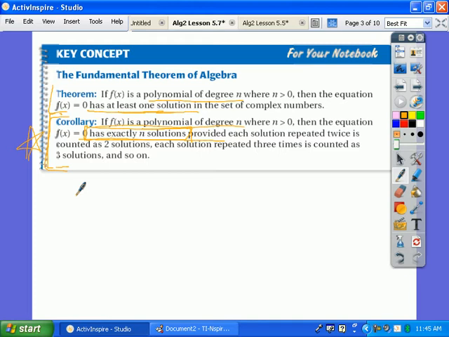Provided two things. Number one, provided we talk about complex numbers. Okay? So it has exactly n solutions, either that are real numbers or imaginary numbers. And provided this, that if we have a solution that's repeated twice, we count it as two solutions. If we have a solution that's repeated 3 times, we count it as three solutions. Even though it's the same number, it's just a means of counting. And we usually refer to this as multiplicity. Multiplicity.